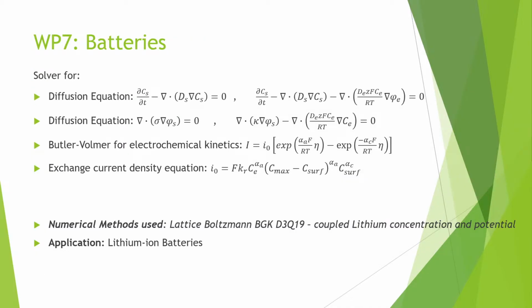As you can see, moving into the batteries module, we solve four equations, which are diffusion equations, and then the Butler-Volmer equation for electrochemical kinetics, and the exchange current density equation for the ions, and also in the separator, in the electrodes and the electrolyte. The numerical methods used are all lattice Boltzmann, BGK, D3Q19, and we cover lithium concentration and potential, and it is applied in lithium-ion batteries.